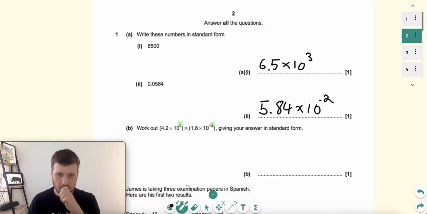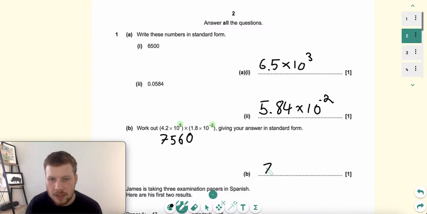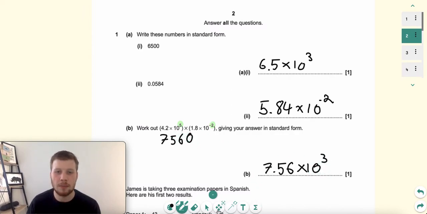So therefore, typing this on your calculator, you end up with an answer of 7560. So therefore that's 7.56. Remember to use all the digits times 10 to the power of 1, 2, 3, because it's moved 3 place values.